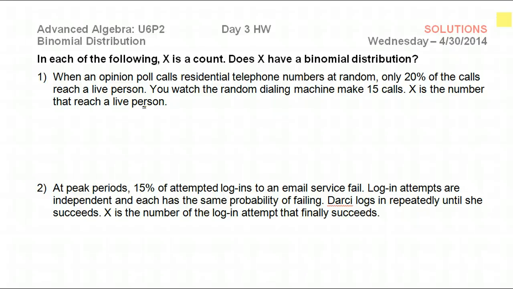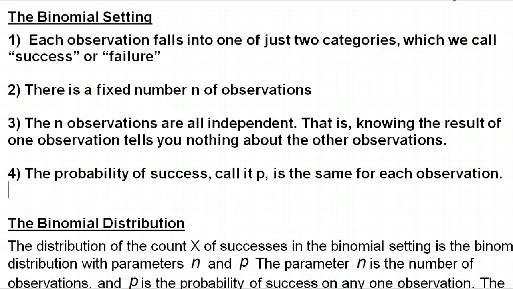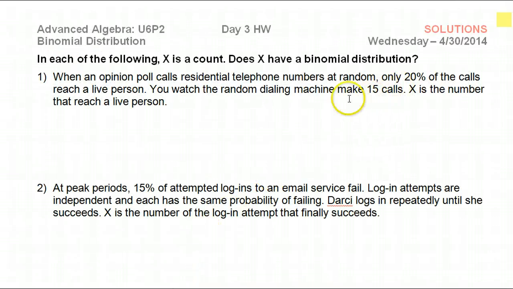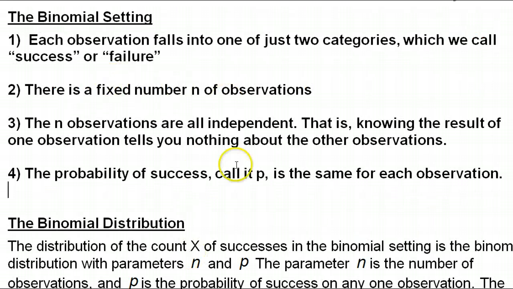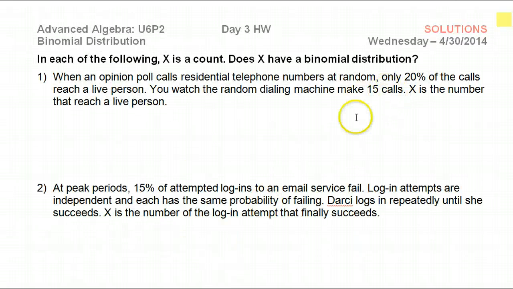Okay, let's see, does it have the first characteristic? Does it have just 2 categories? Yeah, it has your 2 categories. You either reach a live person or not. So that's success or failure right there. What else you got for me? Is there a fixed number of observations? Yep, 15 calls.